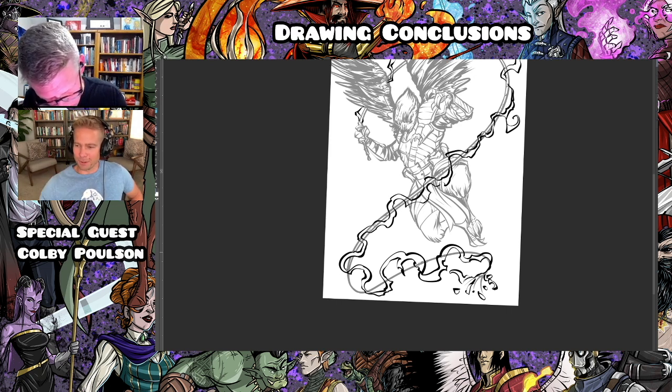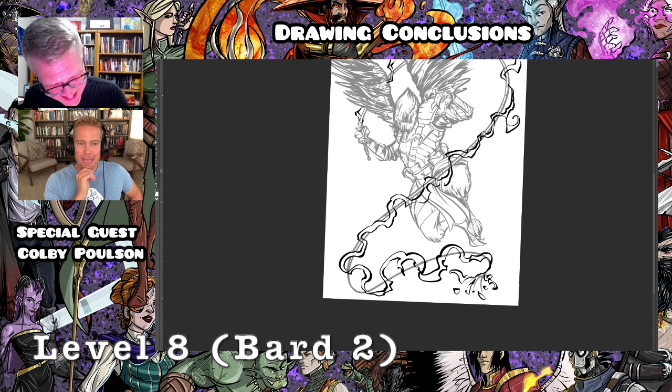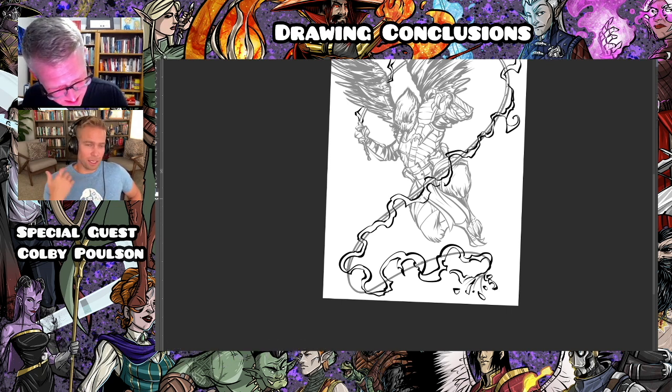At level 2, that looks so freaking cool. Look at that whip. At level 8, you're a bard too. And you get Jack of All Trades. So this is a fantastic way to make you super well-rounded, right?